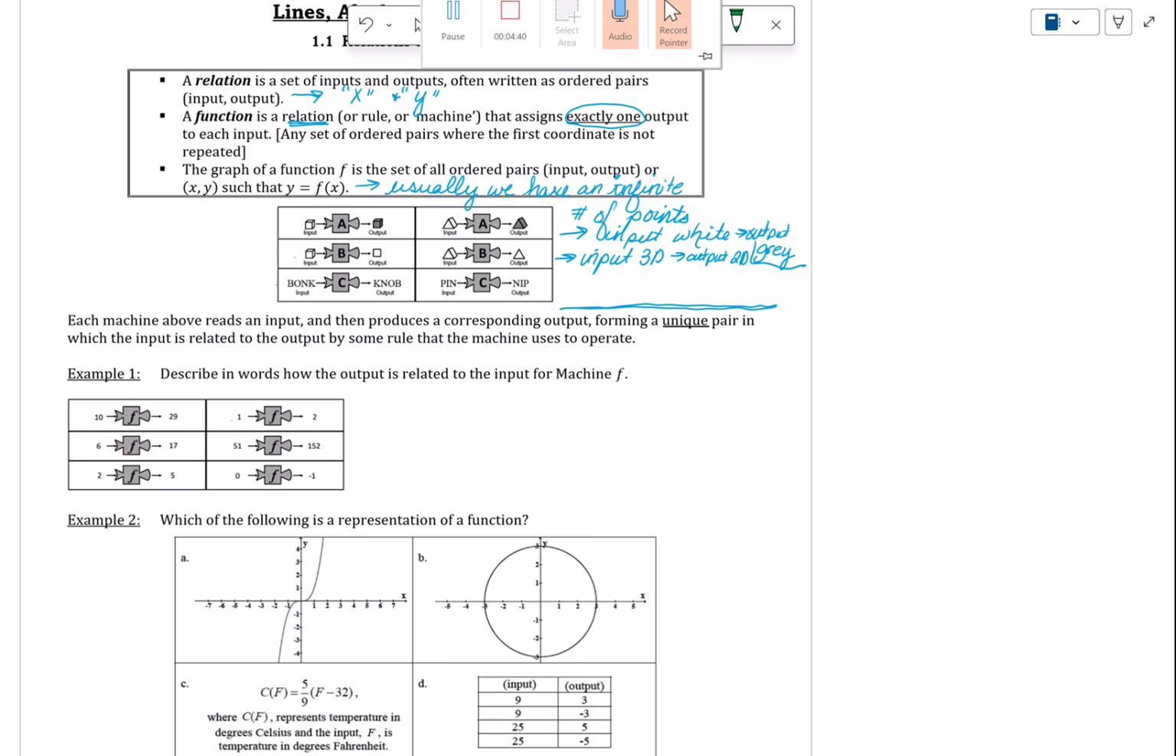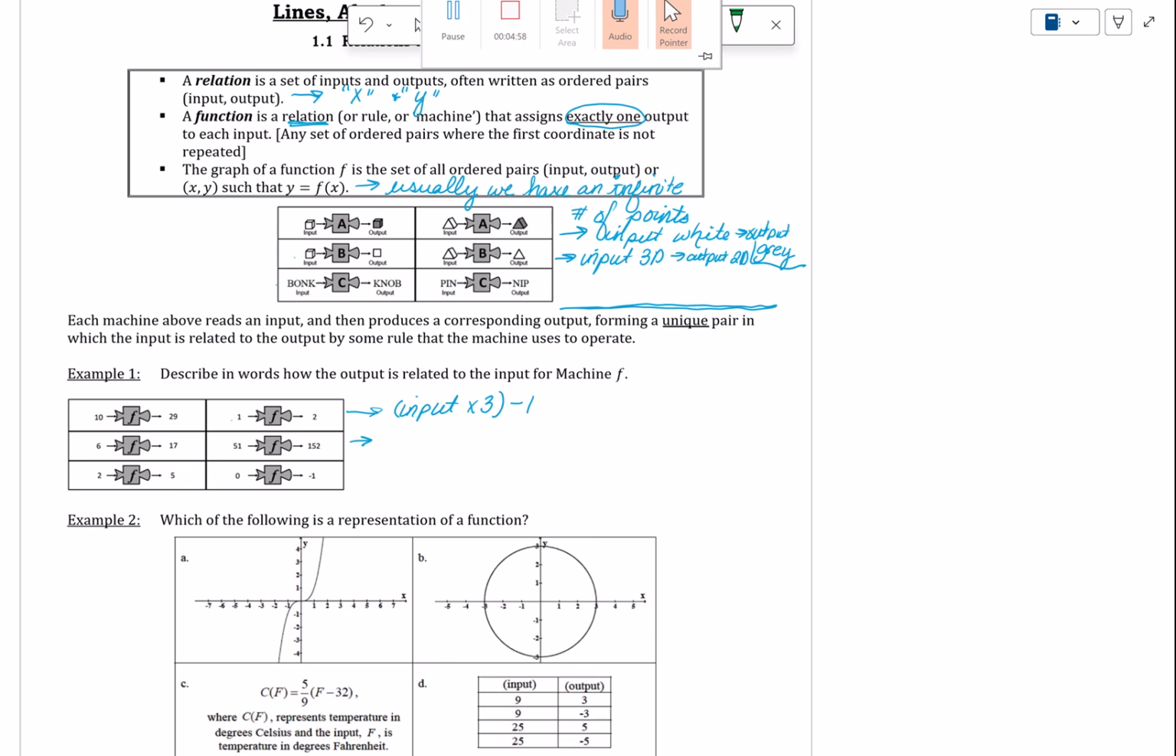So what you can kind of see, and sometimes it's easy to see and sometimes it's not as easy to see, but if we take the input times 3, we get a -1. And I can see that works here, right?